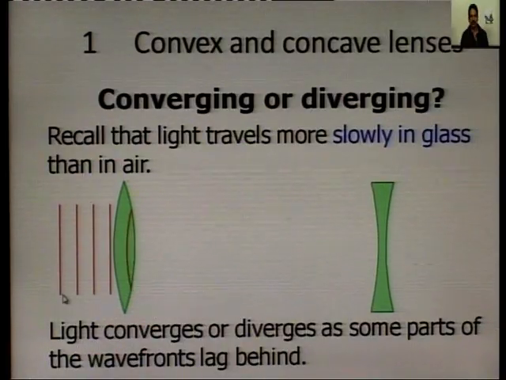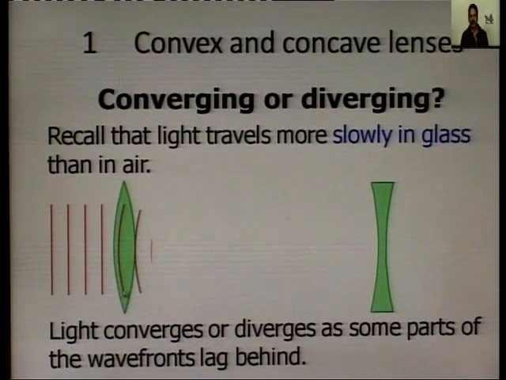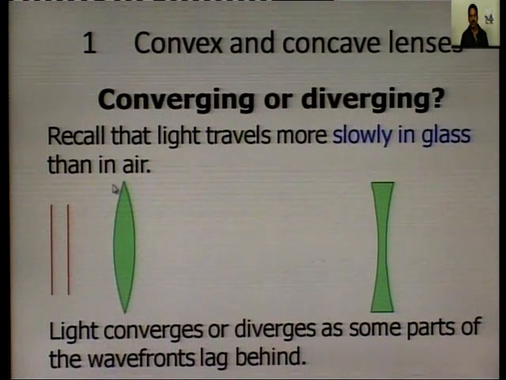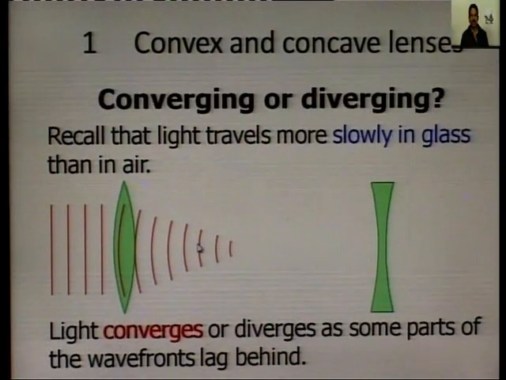So, this slide shows you the wavefronts of light incident on the convex lens. As this lens is thicker at the center and thinner at the edges, the portion of the wavefront near the center of the lens has to travel more path through the glass than the portion of the wavefront near the edges. And as the velocity of light is lesser in glass than in air, this wavefront bends like this, as shown in the diagram. Now, let us have a look at concave lens.